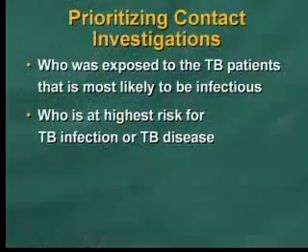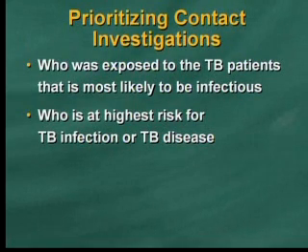Prioritizing contact investigations. Who was exposed to the TB patient that is most likely to be infectious, and who is at higher risk for TB infection or disease? So we're going to get to those individuals who are, when we peel back the layers of the onion, in the center part of that onion, the household contacts, and we'll look at that in the concentric circle approach.